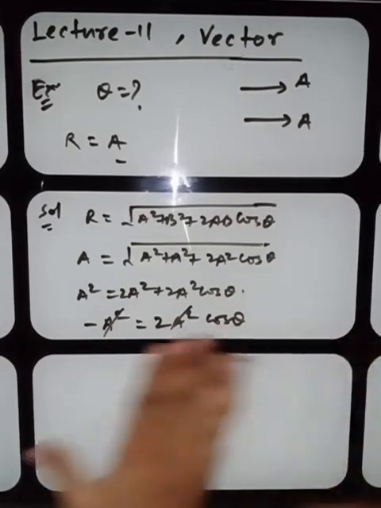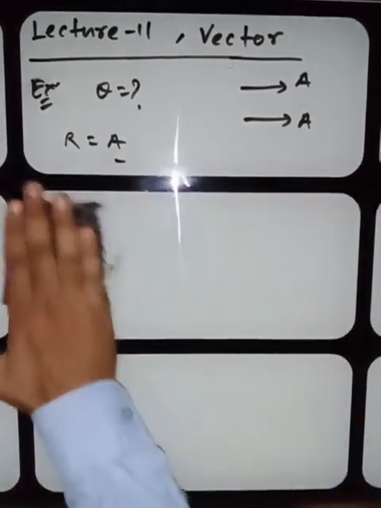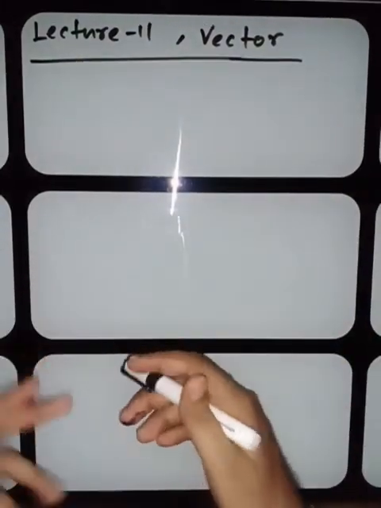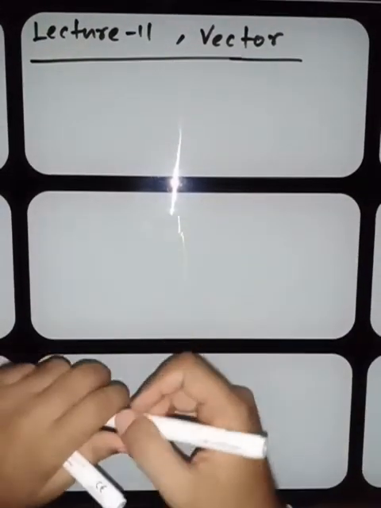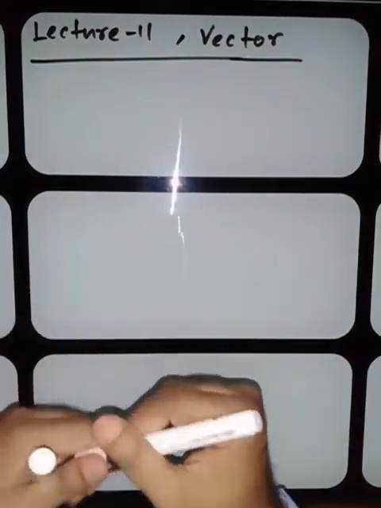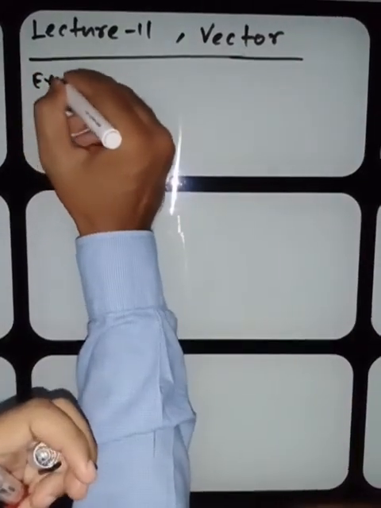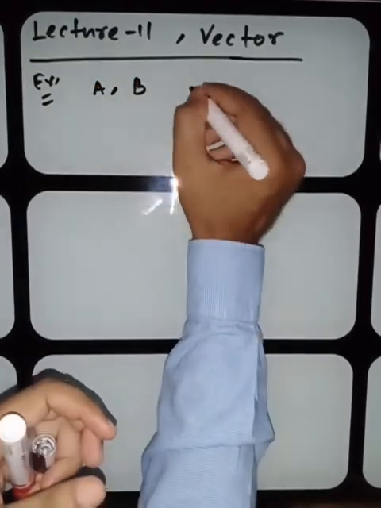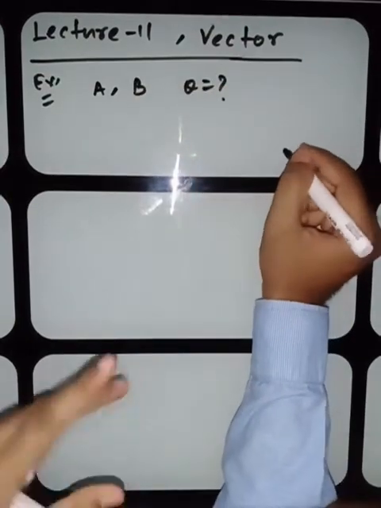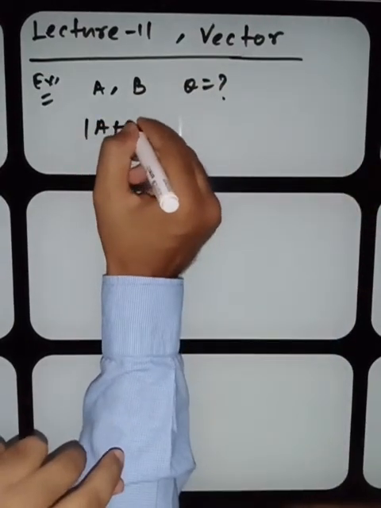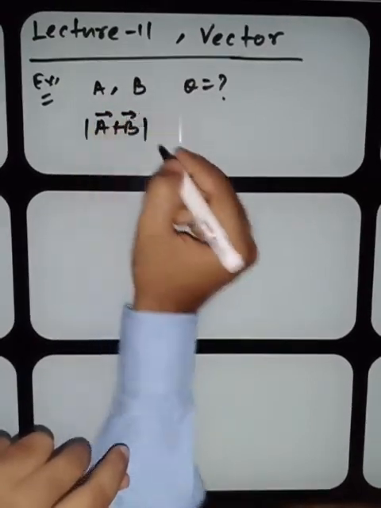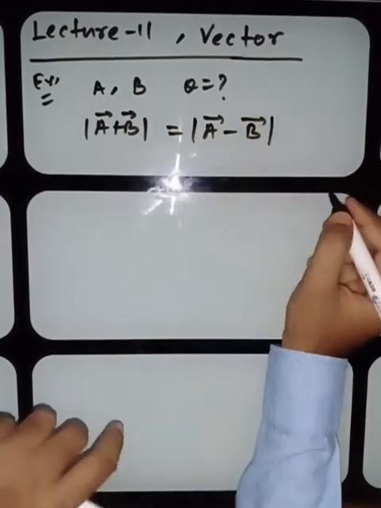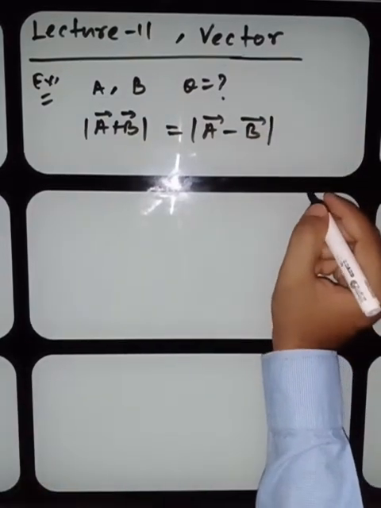Now, next question. Today we are doing practice over the theory that we have studied till now. Find the angle between vector A and B. We have to find the angle between A and B if the magnitude of vector A plus B is equal to the magnitude of vector A minus B. How will you solve this one?